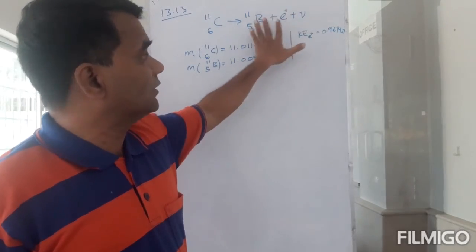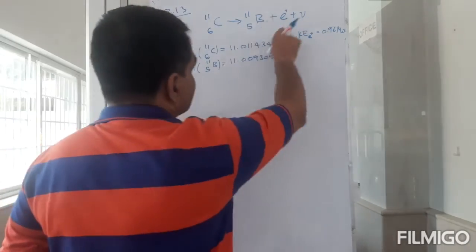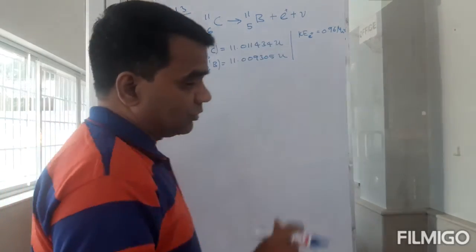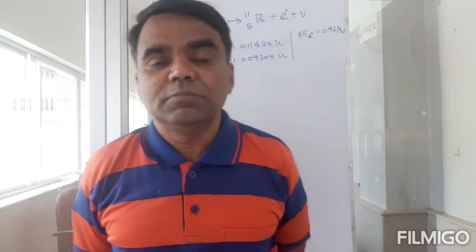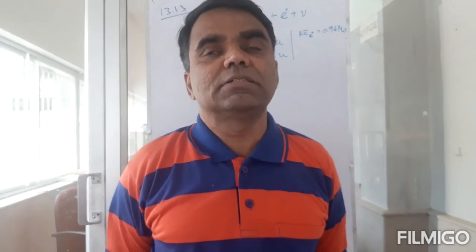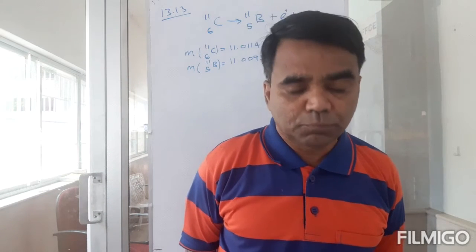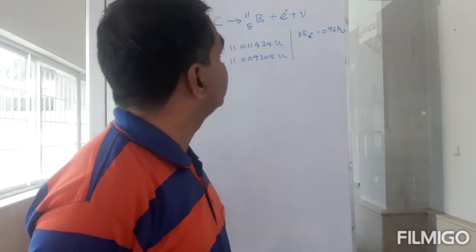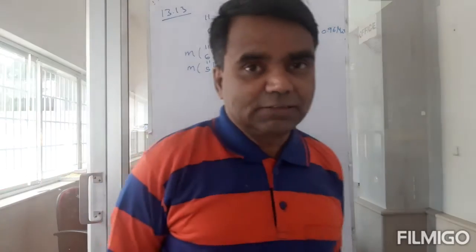Let's focus on the other two masses. The masses that are important here are the mass of boron and the mass of the positron. The mass of positron is the mass of electron. As I said, the only difference is the charge. Everything else is the same. The mass is the same. Positron and electron are a matter-antimatter pair. So that is one thing that you have to remember.